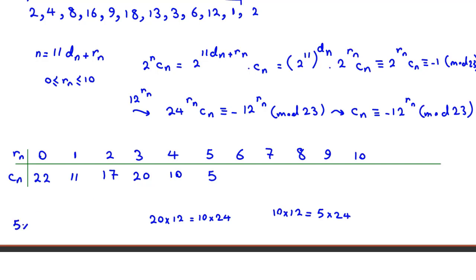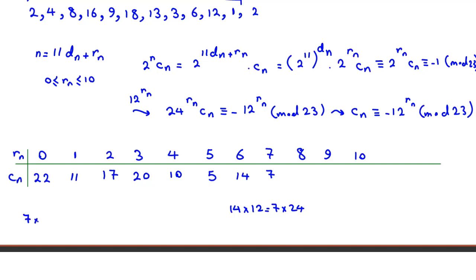The next one, 5 times 12. So it will be 60 mod 23. I'm sorry, 60 minus 46, 14. Let's correct this: 14. For C6, it will be 14. Four numbers are left. The next one, 14 times 12, you say it's 7 times 24. 24 is 1, so it's 7.